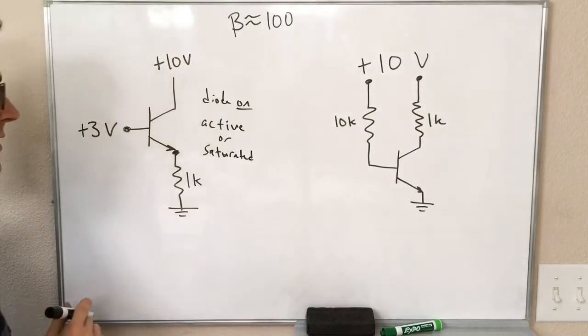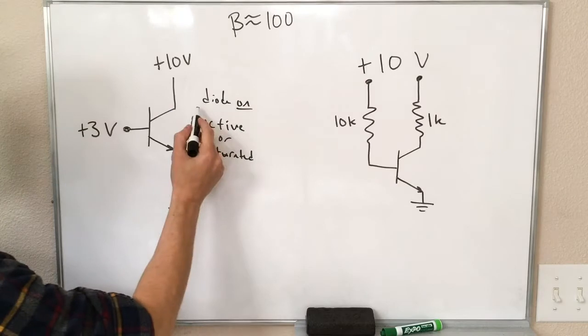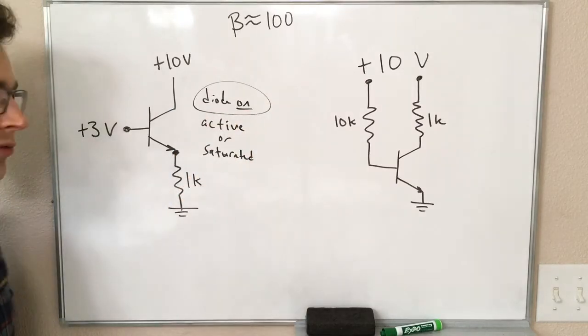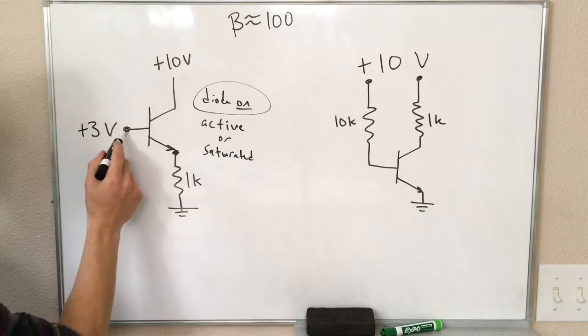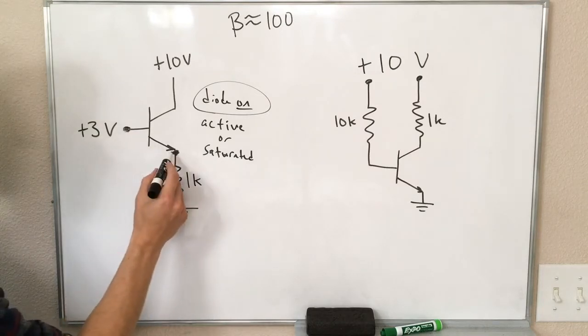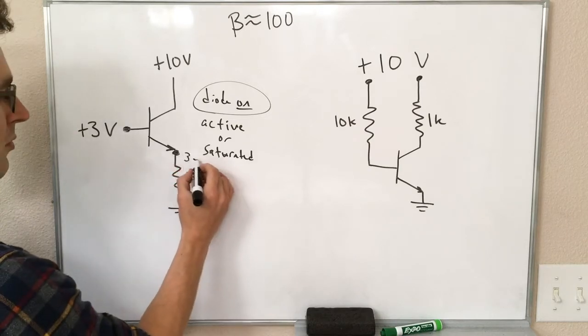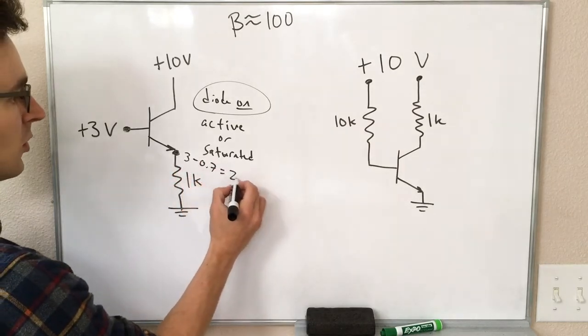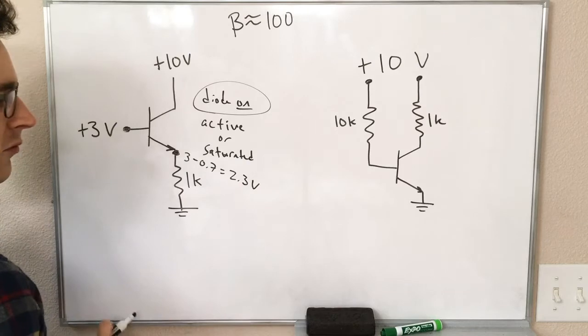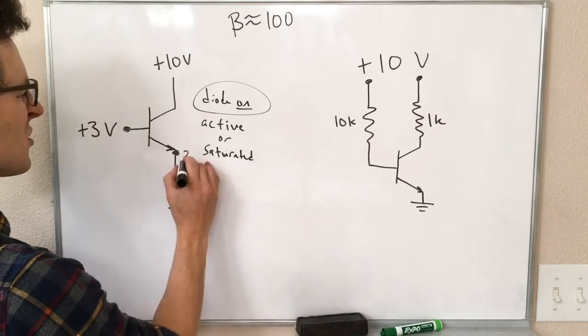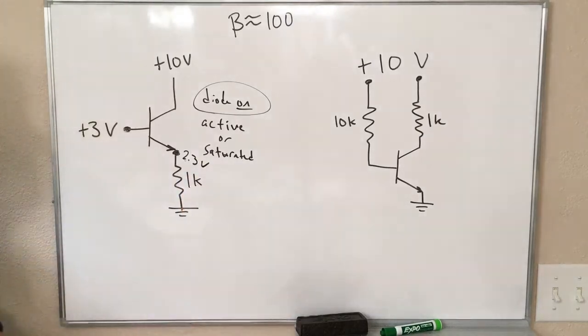Well, we can put that on pause for a second because we can apply this diode being on to figure out one piece of information. If this diode is on, we have a 0.7 volt drop from the base to the emitter, which means that this voltage is going to be 3 minus 0.7, which equals 2.3 volts.